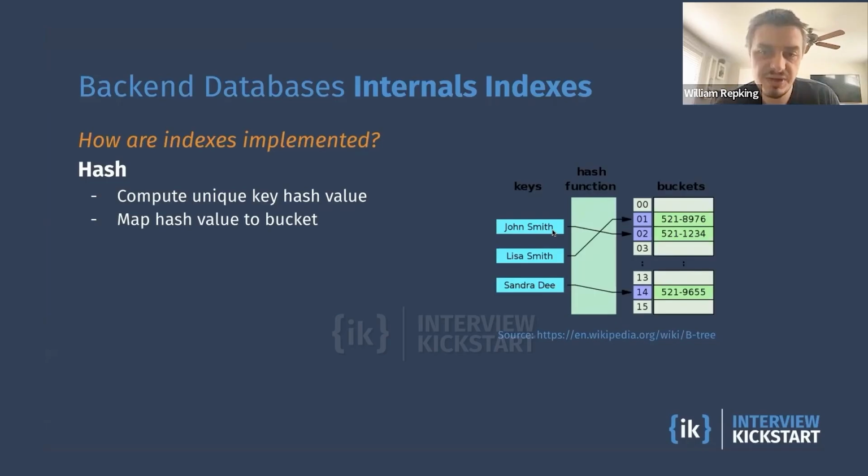We apply the hash function and map it to a bucket. To map it to a bucket, we just take the modulus of the value and put it in a bucket. The space complexity of that operation is big O of n.